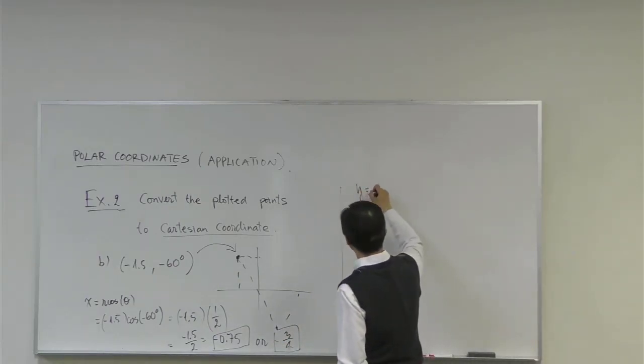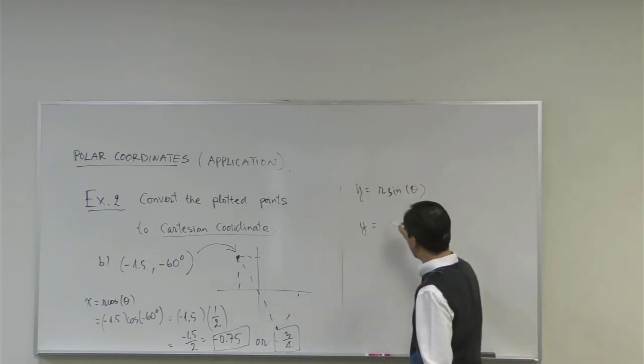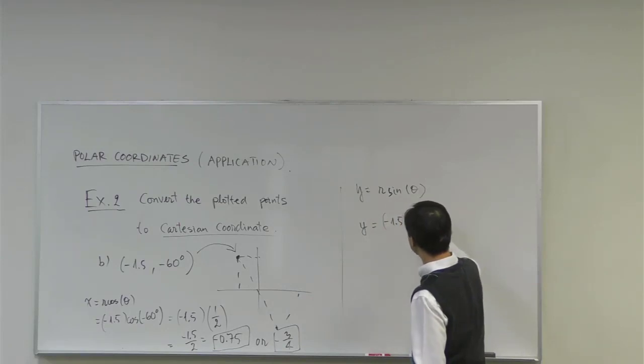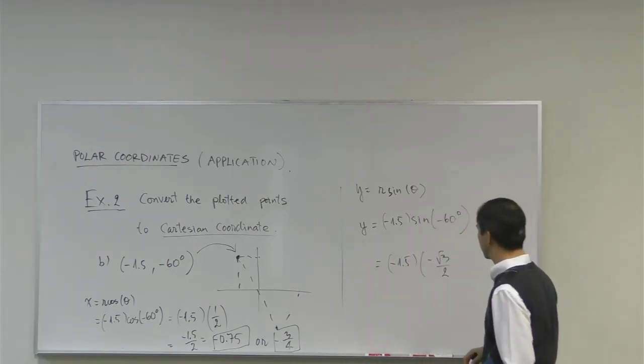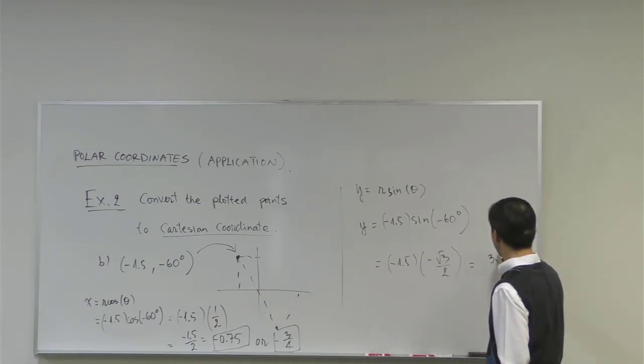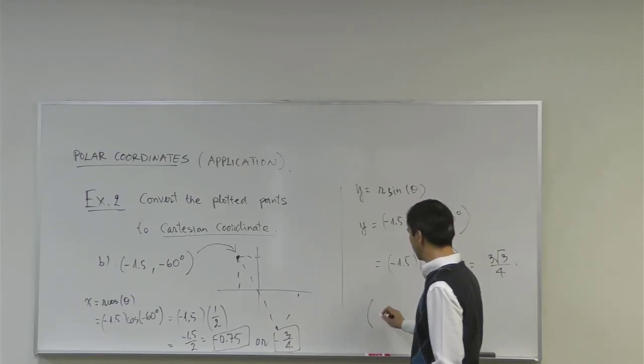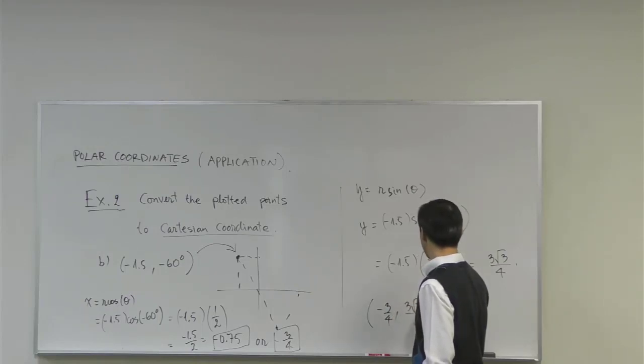And the y value, again, y equals r times sine theta. Here y equals negative 1.5 for radius times sine of negative 60 angle. So negative 1.5 times negative square root 3 over 2. Negative angle is negative sine value, so now it's going to make it all positive: positive 3 square root 3 over 4. So our final Cartesian coordinates are negative 3/4, comma 3 square root 3 over 4.